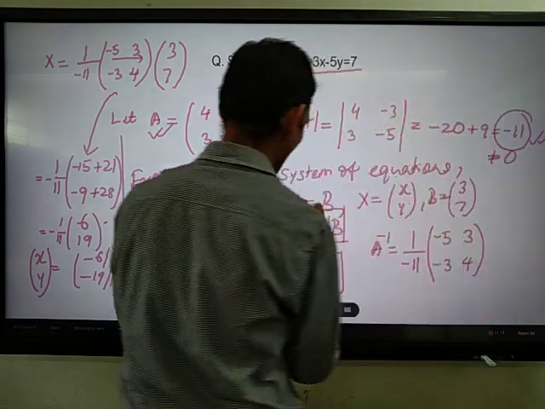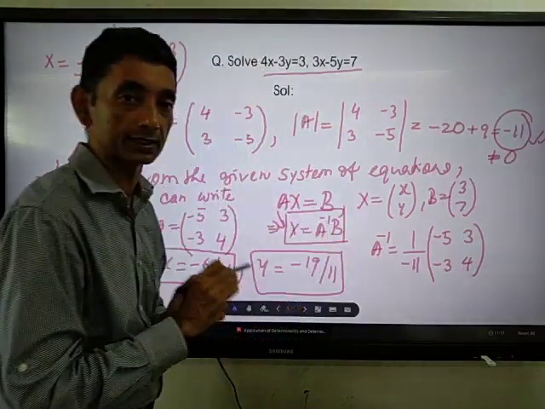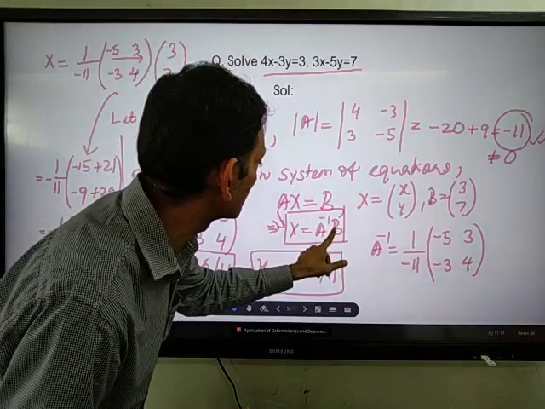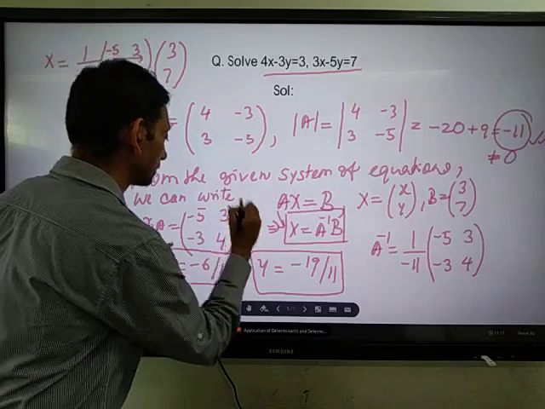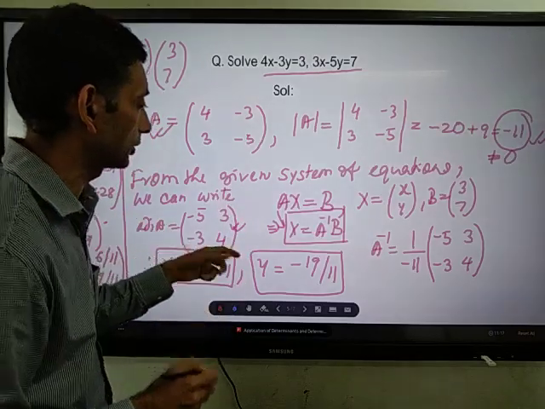Next, x is equal to A inverse B. So what is needed here? We need to calculate A inverse B. Before you calculate A inverse, you need to calculate the adjoint of A. After calculation of the adjoint of A, go for A inverse.